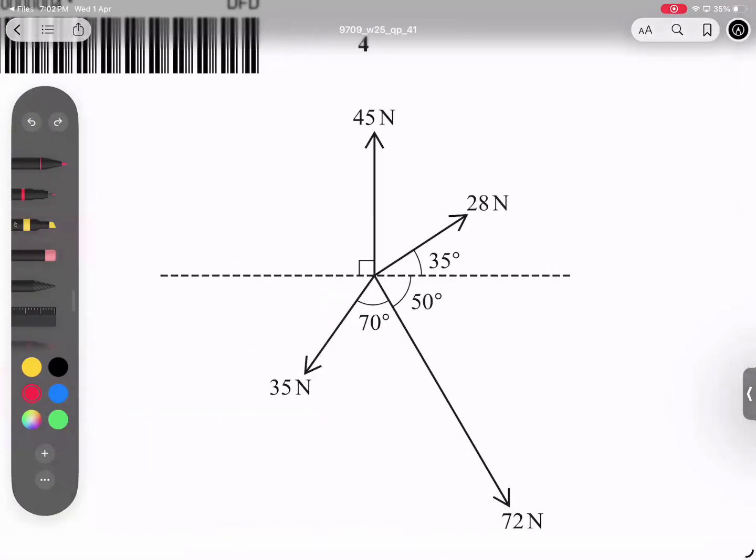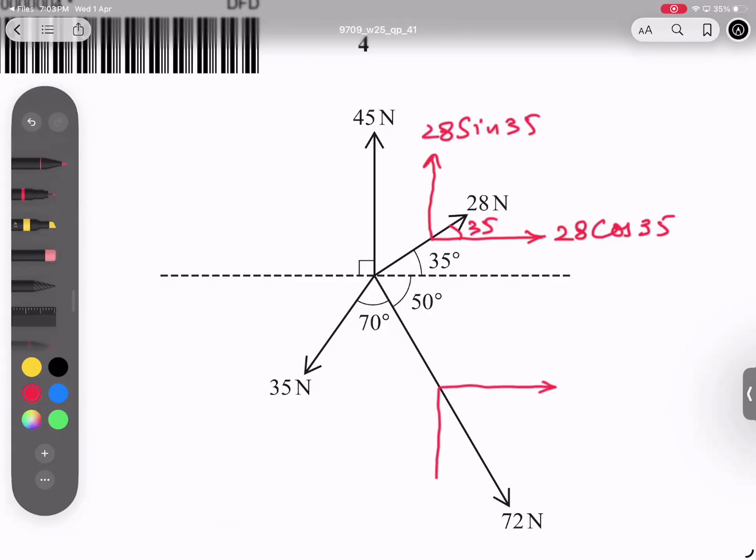It is very clear. This has two components, one parallel to the x-axis with a 35-degree angle and one parallel to the y-axis. With the x-axis it is always cos. So the 28 force, cos 35. And this is the 28 force, sine 35. So what I can do here, students, this is parallel to the x-axis and this is parallel to the y-axis. Angle 50 here. So I can say it's 72 cos 50, very clear. And this is 72 sine 50.